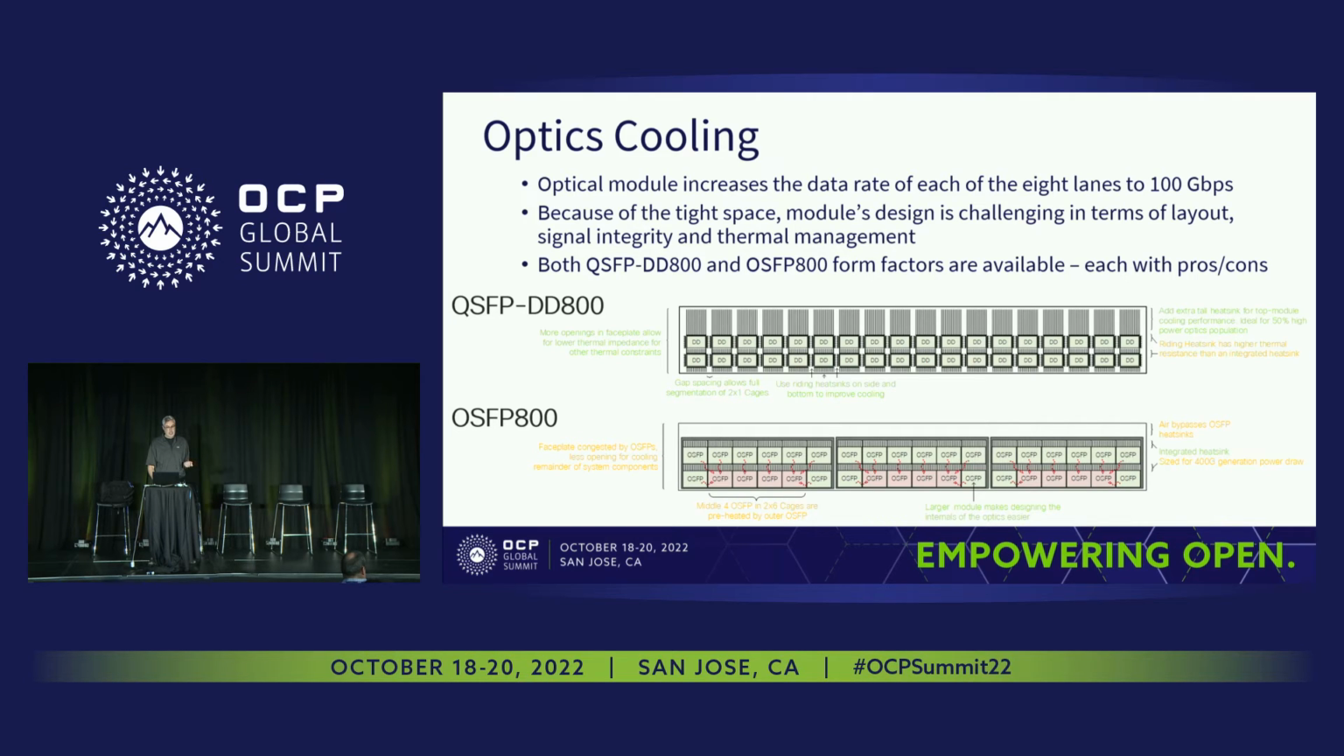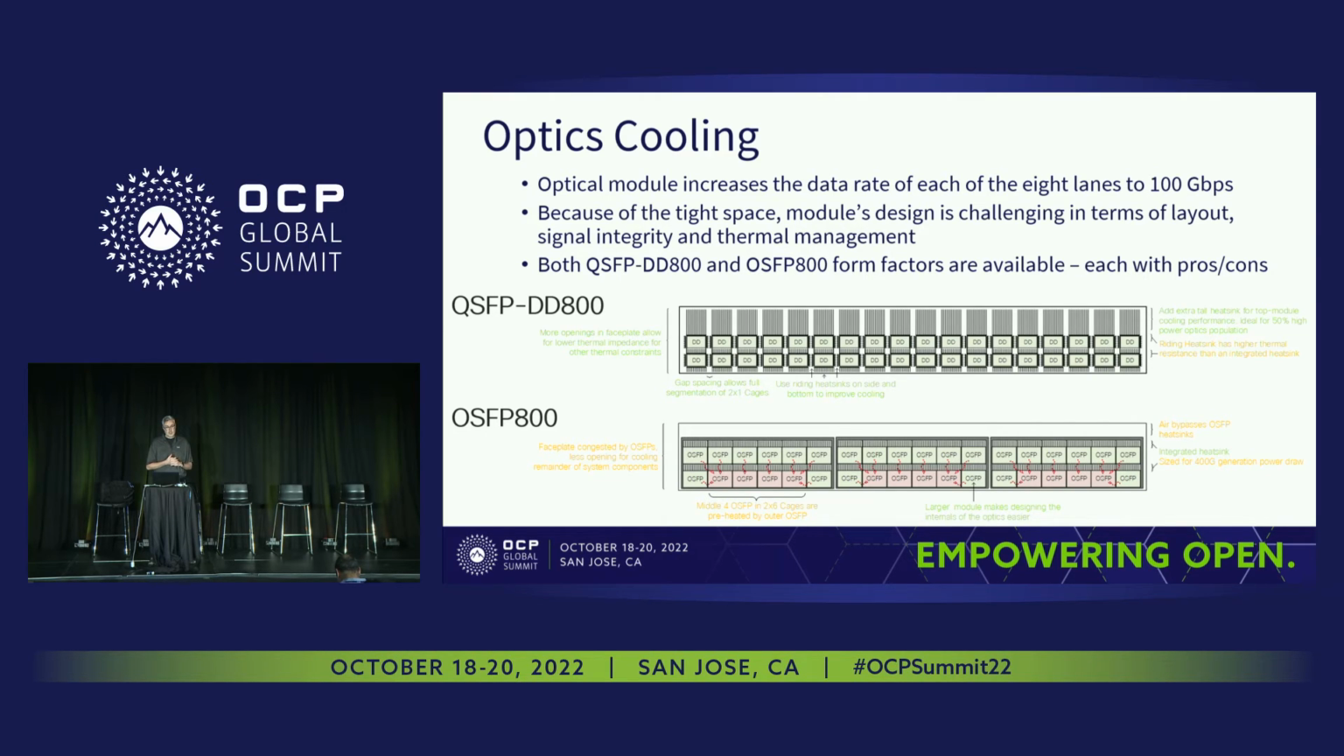On the OSFP 800 side, the heatsink is built into the optics module. So in theory, it is better at cooling, but the size of the heatsink is fixed by the form factor. So you don't have any ability to change it, and since it's not even made by you as a system designer, you're dependent on all your suppliers for that. So you need to design to the least common denominator of that.